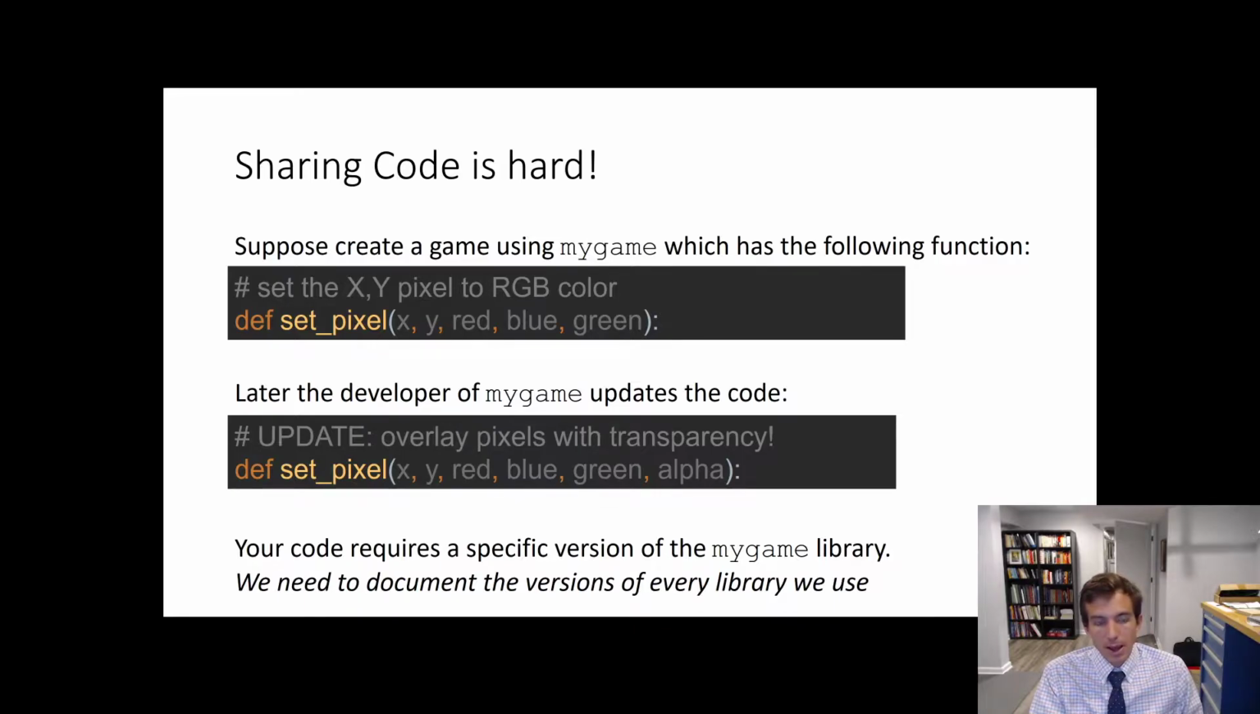But later on, I have some time on my hands, and I want to make an update to my library, right? You're not involved. This is my library. I'm going to update it, and I'm going to change how set pixel works. I think this is an improvement. So in the second iteration, not only can you specify the color of the pixel, but you can also specify the transparency of that pixel.